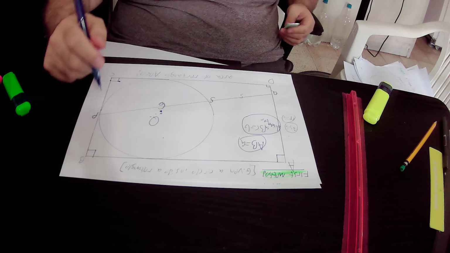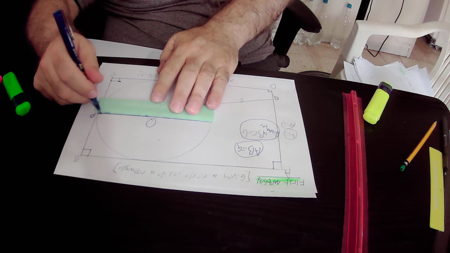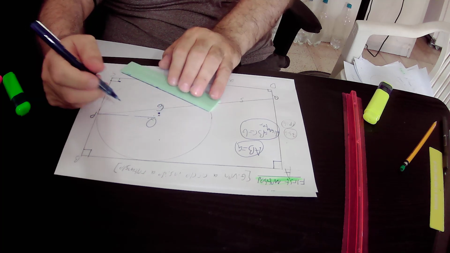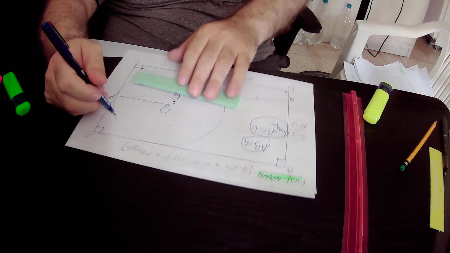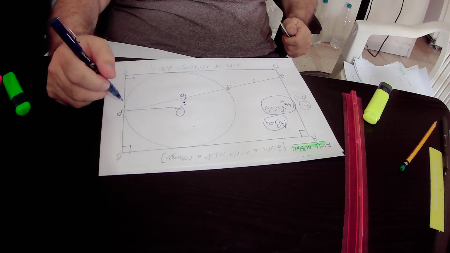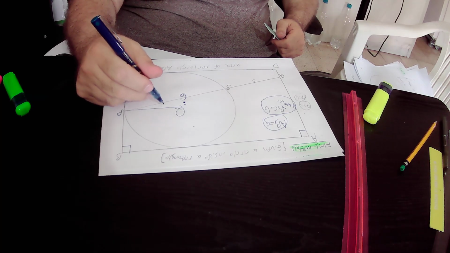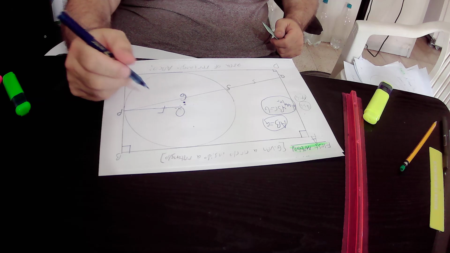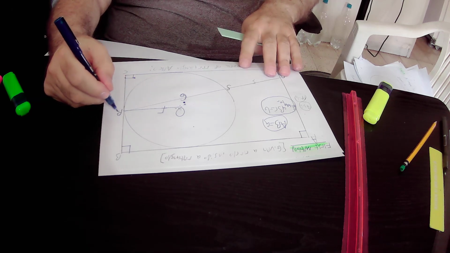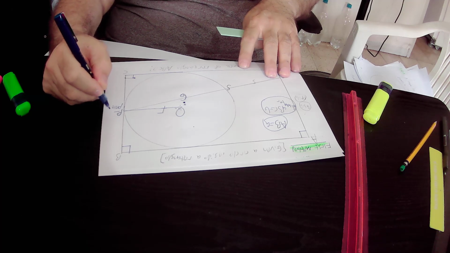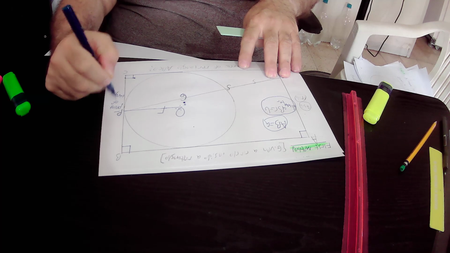We join points O and P together by a straight line. Point O is the center of the circle. Point P is a point of the circle itself, therefore OP is the radius of the circle. We define the radius as R, therefore OP equals R. P is the point of tangency of tangent BC with the circle, so we write it down.